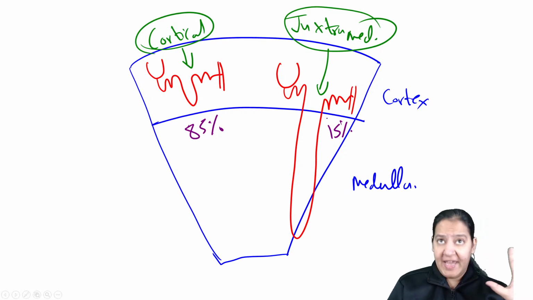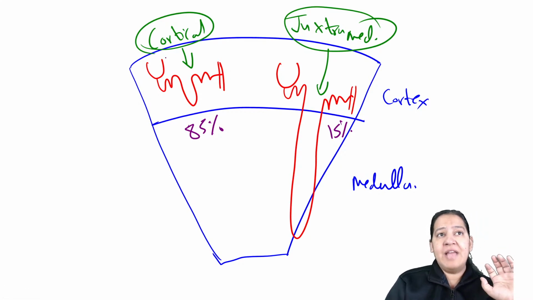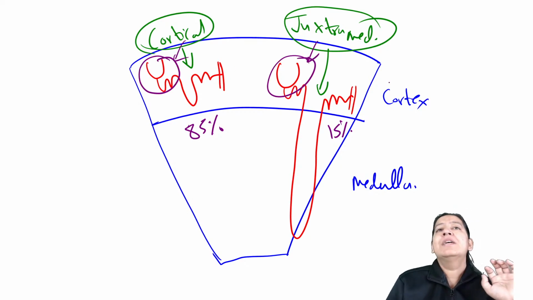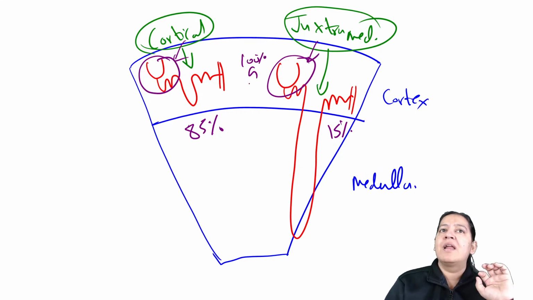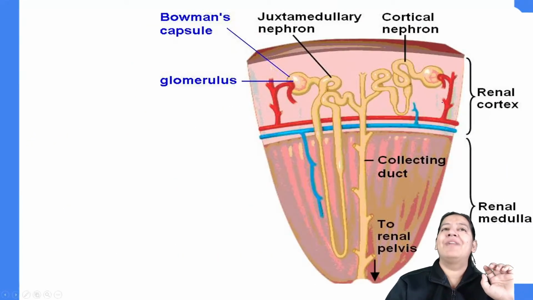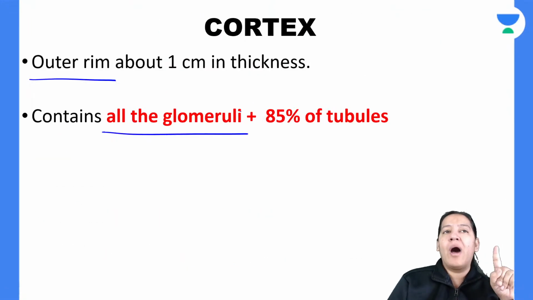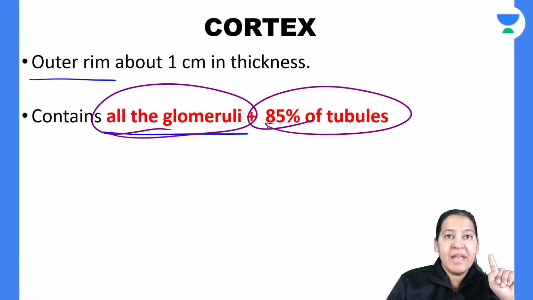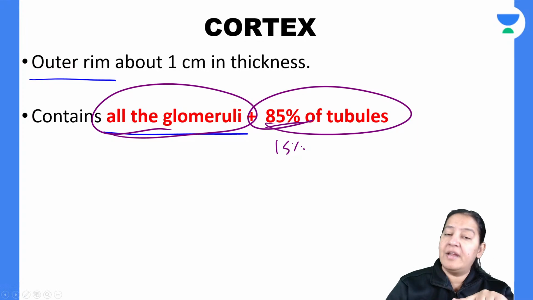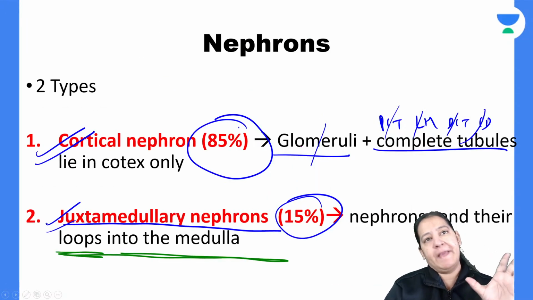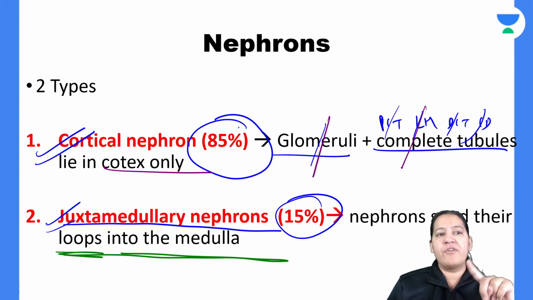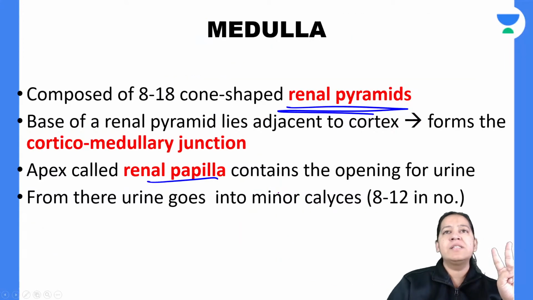If you notice one thing, it is crystal clear in this diagram that glomerulus, whether cortical or juxtamedullary, lies in the cortex. So can I say 100% of the glomerulus lie in cortex? Yes or no? Have you got it? So 100% of the glomerulus and 85% of the tubules are present in the cortex, right? Remaining 15% are juxtamedullary nephrons, in which loop of Henle is going in the medulla. So these are the two types of nephrons. In cortical, all glomeruli and complete tubules are present in cortex only. But juxtamedullary nephrons send their loop of Henle into the medulla.